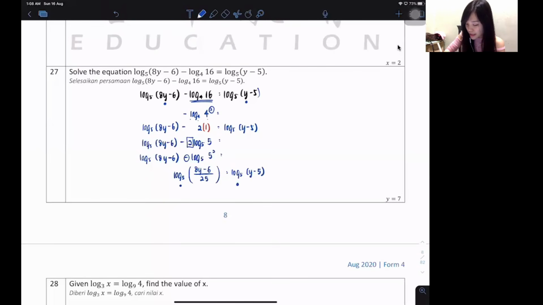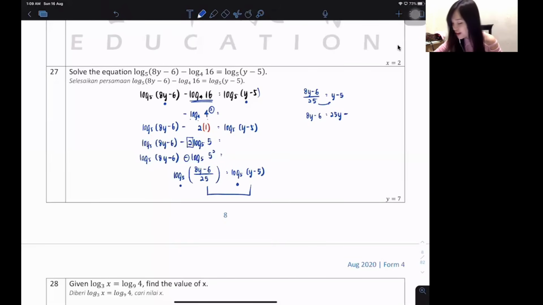So are they the same base now? Yes. Is it left side 1, right side 1 now? Yes. What can I do now? Compare. Isn't it straight away the inside part and the inside part are equivalent? So divide, move their times. 25 times y, 25y. 25 times 5 should be 125. Yeah, 125. I still press the calculator to confirm, okay?